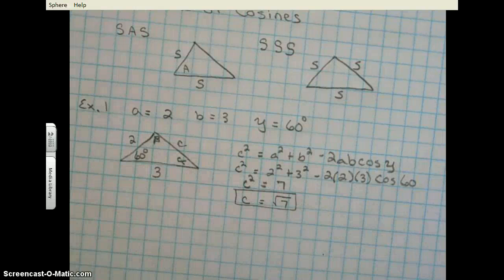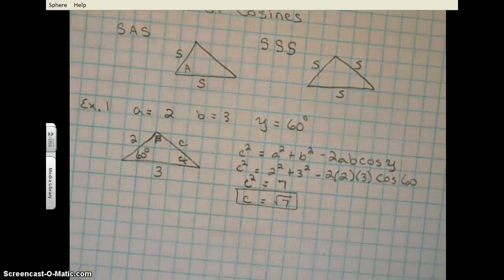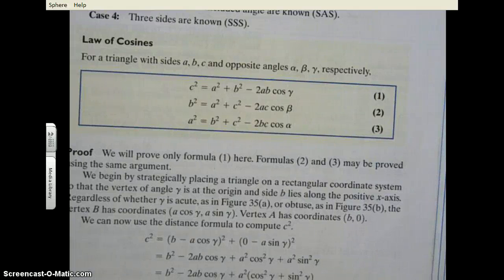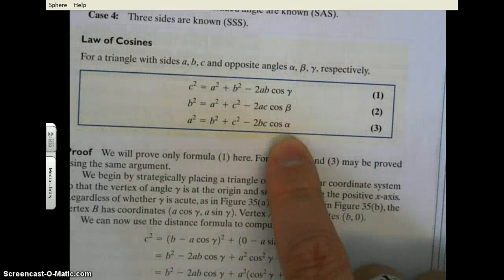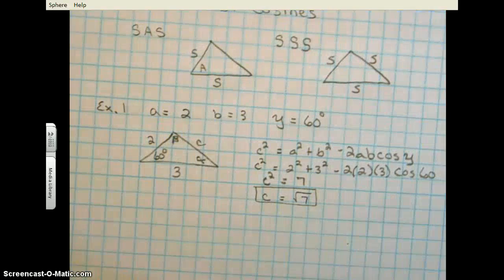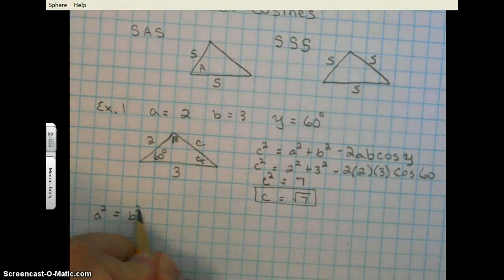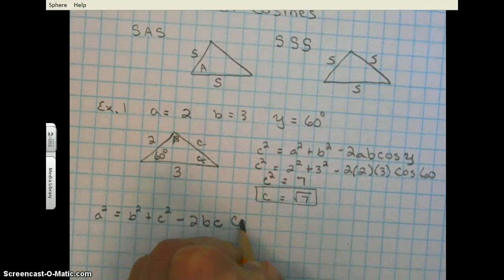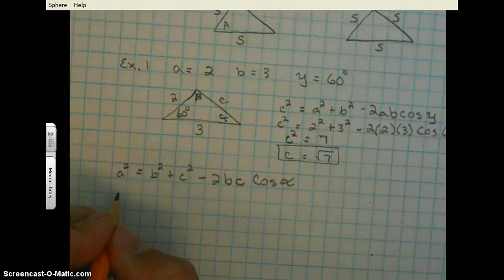Okay? Now, we still have to find alpha and beta. Well, again, using the law of cosines, if we're going to find alpha, let's do alpha first. We're obviously going to use which law of cosines? The third one, because that's the one with the alpha in it. So we're going to use number 3. So we get A squared equals B squared plus C squared minus 2 times B times C times the cosine of alpha. And that's what we're trying to solve for. So plugging our numbers in.